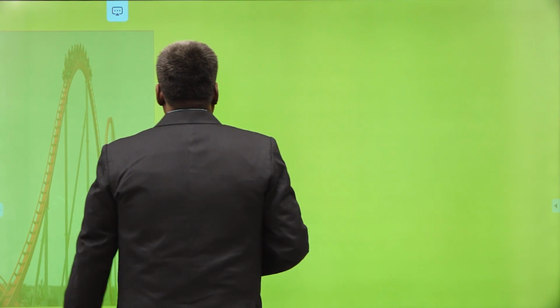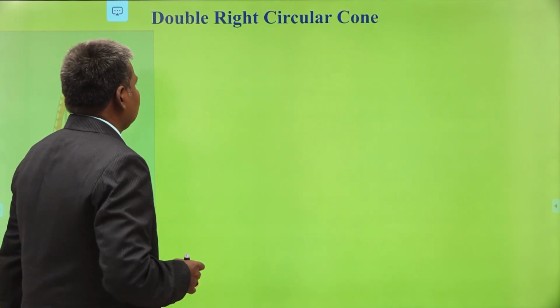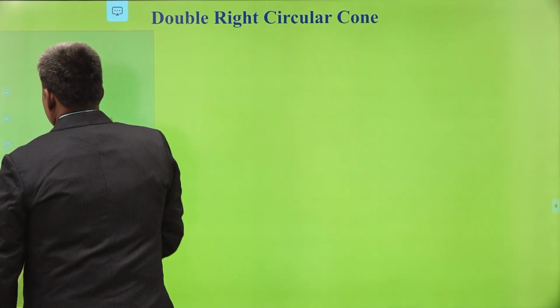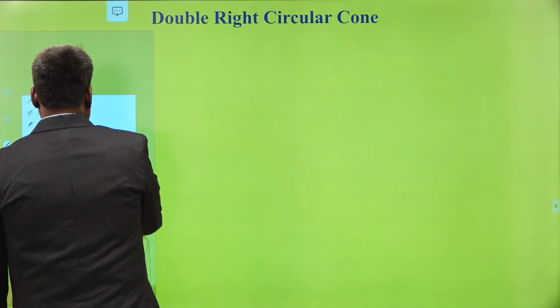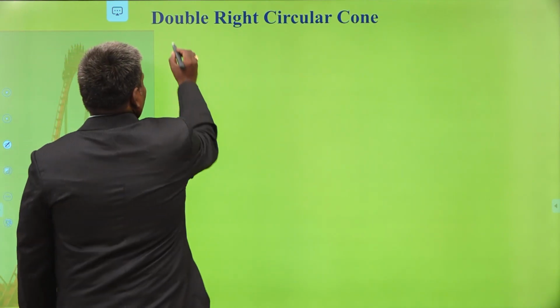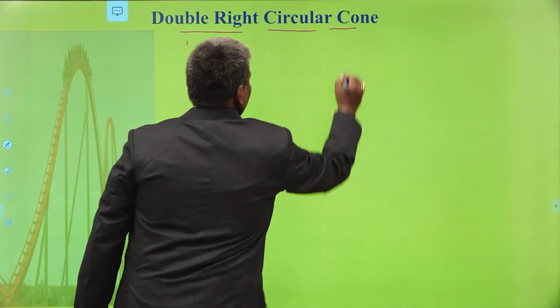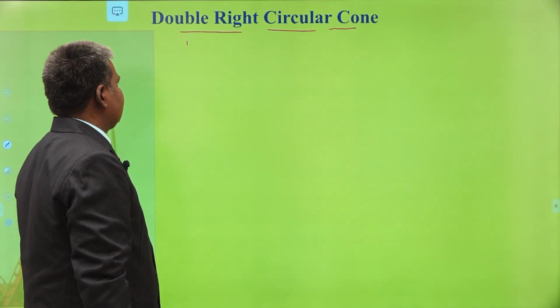Now let us see the conic sections. Before going to define the conic section, I would like to take a double right circular cone. What is a double right circular cone? How to form a double right circular cone? First of all, let us see.